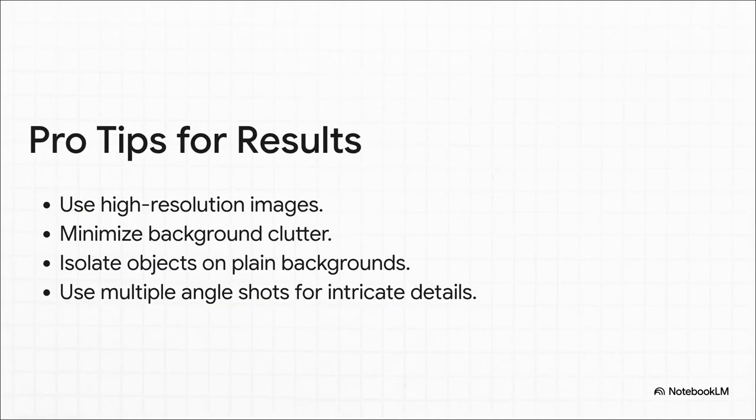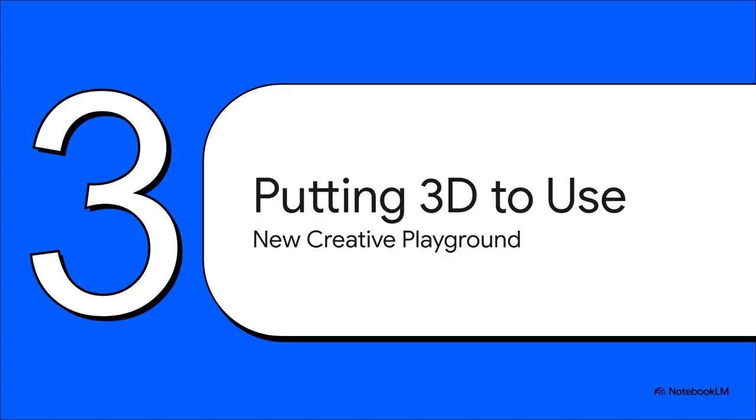So, if you want to give it a try, here are a few pro tips to get the best results. First, always start with a high-res image. The more data the AI has, the better. Try to put your object on a plain background. Cut out all the clutter so the AI knows exactly what to look at. And hey, for more complicated stuff, you can even feed it images from a few different angles to give it a more complete view.